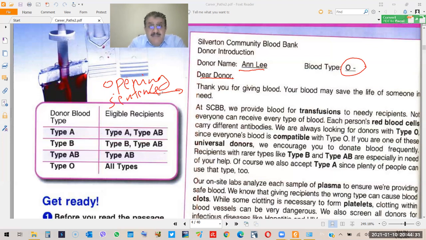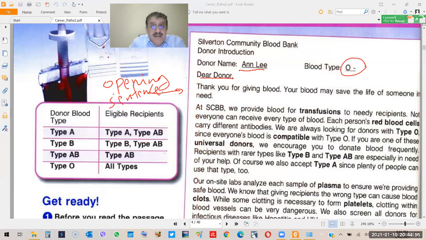At SCBB, we provide blood for transfusions to needy recipients. Transfusions means to transfer the blood from one person to the one who is in need of that blood, maybe an injured person, or for an operation or other purposes.